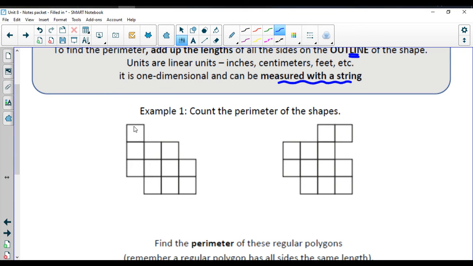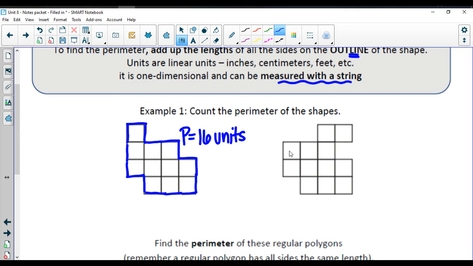We're going to count the perimeter on these shapes. So we're just going to count the outside blocks that we have, the lengths here. So I have 1, 2, 3, 4, 5, 6, 7, 8, 9, 10, 11, 12, 13, 14, 15, 16. So my perimeter, which we're going to show with a capital P, is equal to 16, and we don't know what our units are, so we're just going to call it units.